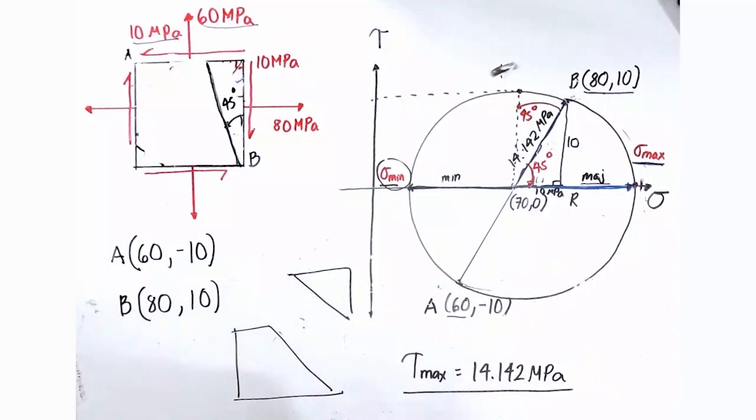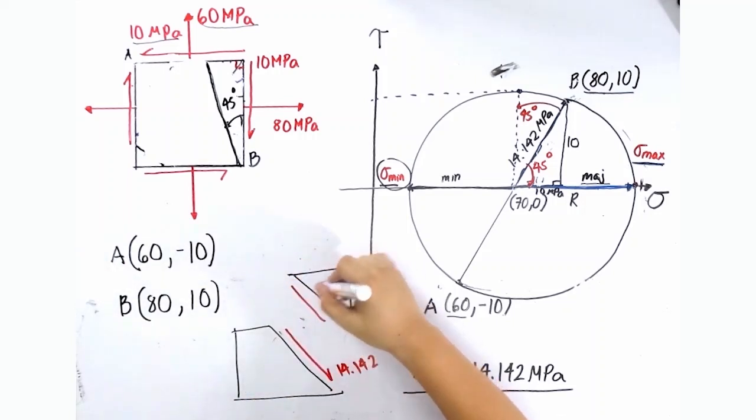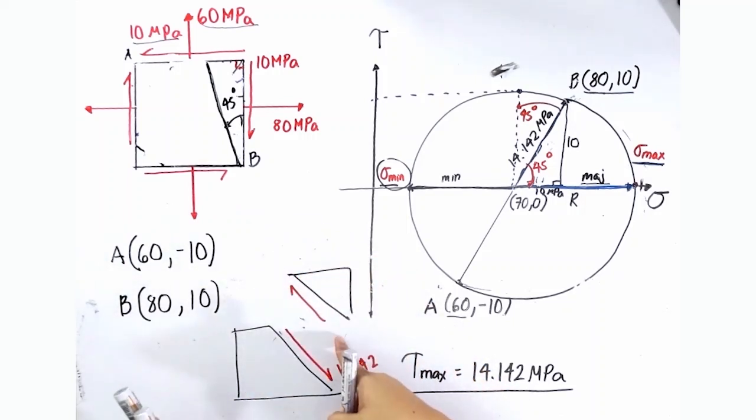So meaning, if that is positive, the direction of the shear should tend to rotate the body clockwise. Therefore, the 14.142 shearing stress should act in this direction to rotate the body clockwise. And of course, in this free body diagram, the application is like this one.